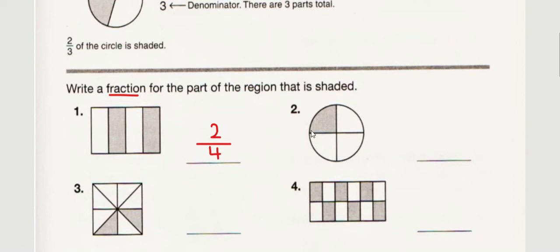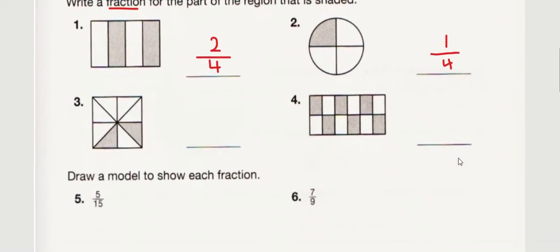Okay, how about the circle? Here we have a circle that is divided into 4 equal parts. How many shaded parts do we have? Yes, we have only 1 shaded part. Now we have a square that is divided into 1, 2, 3, 4, 5, 6, 7, and 8. So we have a total of 8 parts, right? And how many parts are shaded? Good, they are 2. So we have 2/8 of the parts shaded.